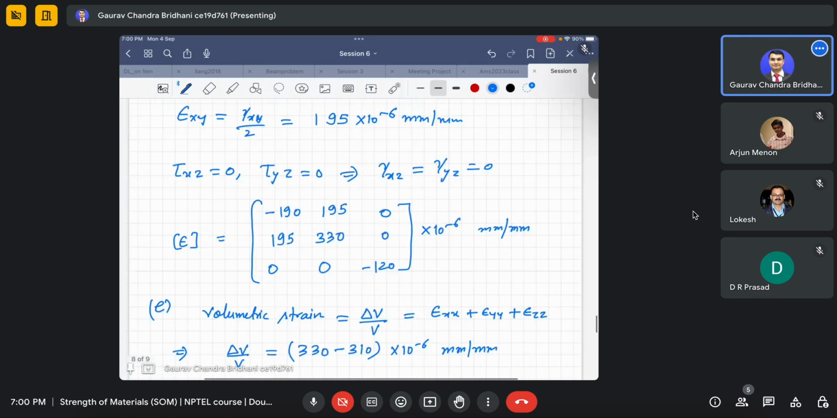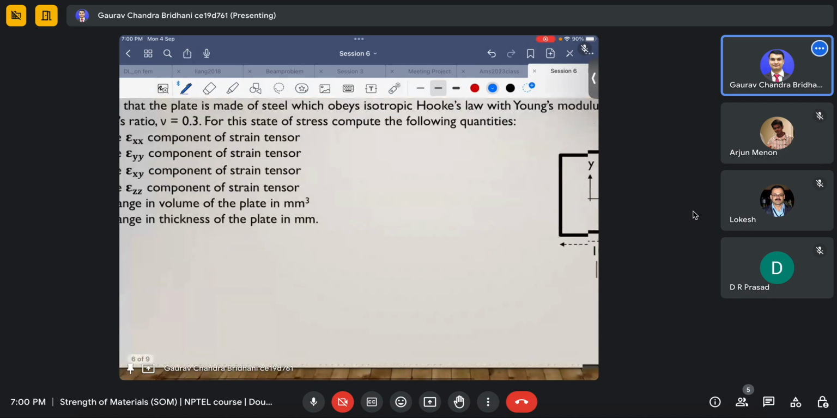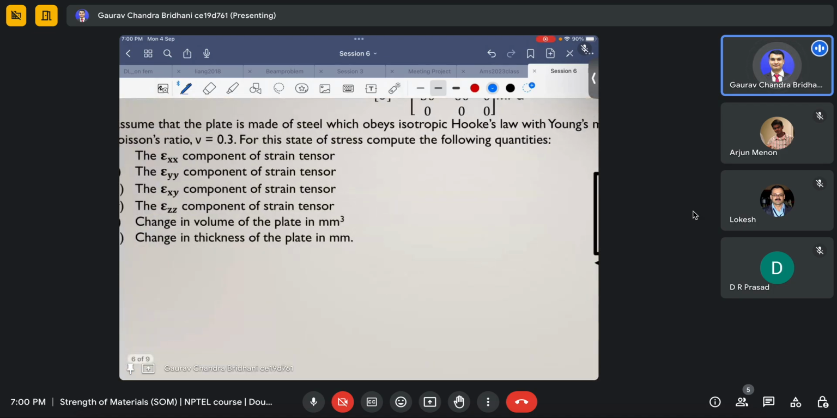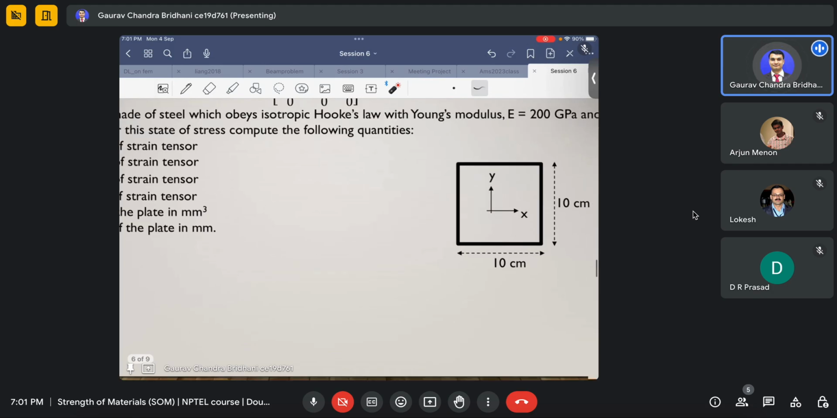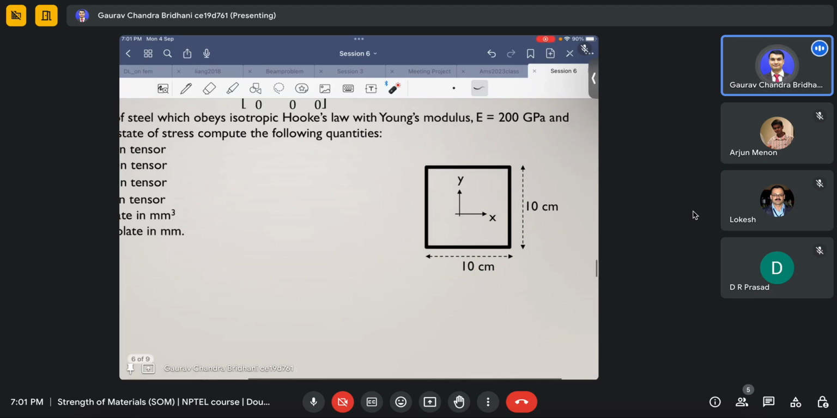Then the last part of this question is to find the change in thickness of the plate. Now we need to find the change in thickness. From the figure, we need to know which direction is the thickness direction. It is the out of plane direction. If I draw some plate like this, this out of plane is the thickness, which is given as 1 mm, and it is in the z direction, out of the plane.